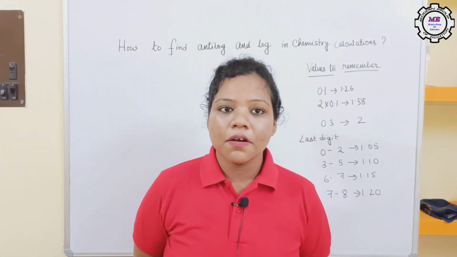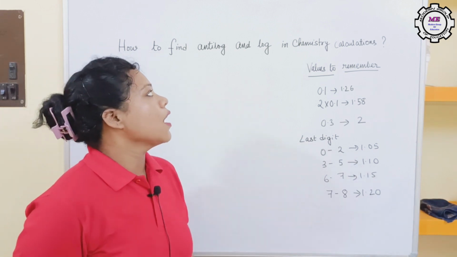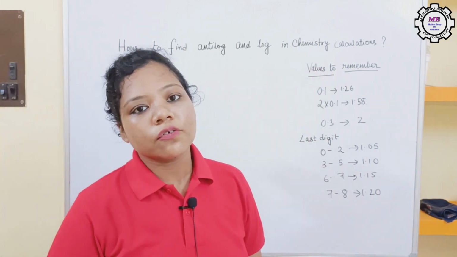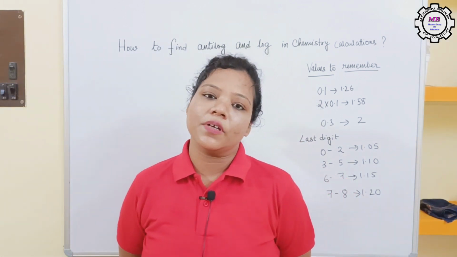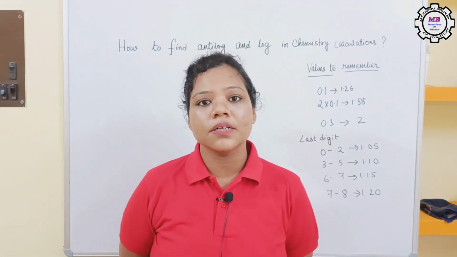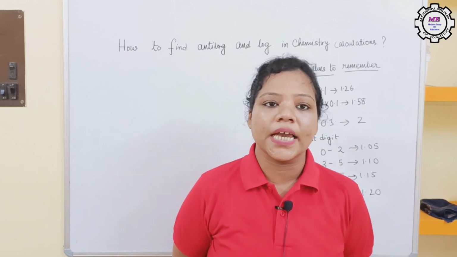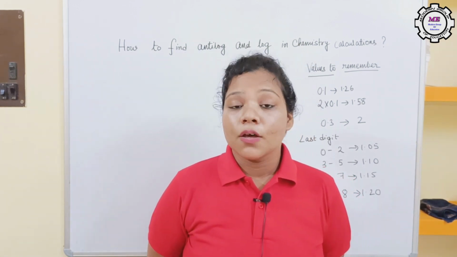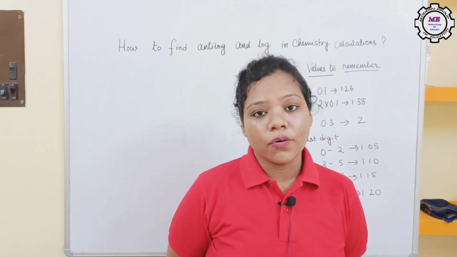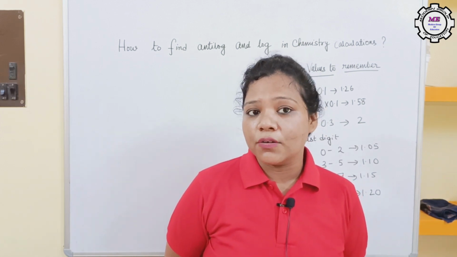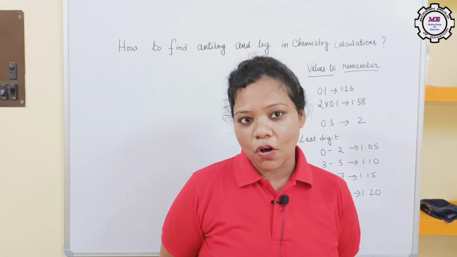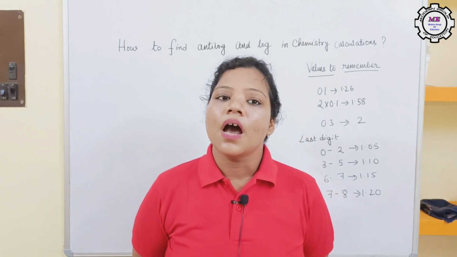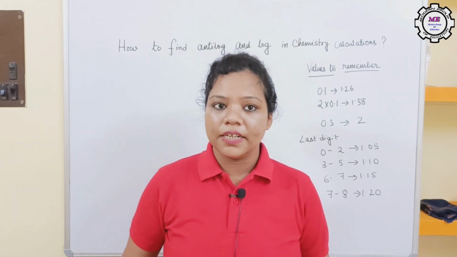So today we will be getting to know how to calculate antilog and log in chemistry calculation. Most of you know how to do the calculations in chemical kinetics and electrochemistry, but most of you face a problem while calculating antilog and logarithms in various competitive exams. So today we will be solving and knowing how to calculate this type of values without any type of log tables. Only a certain number of values that you have to remember. Otherwise you don't have to remember anything else.